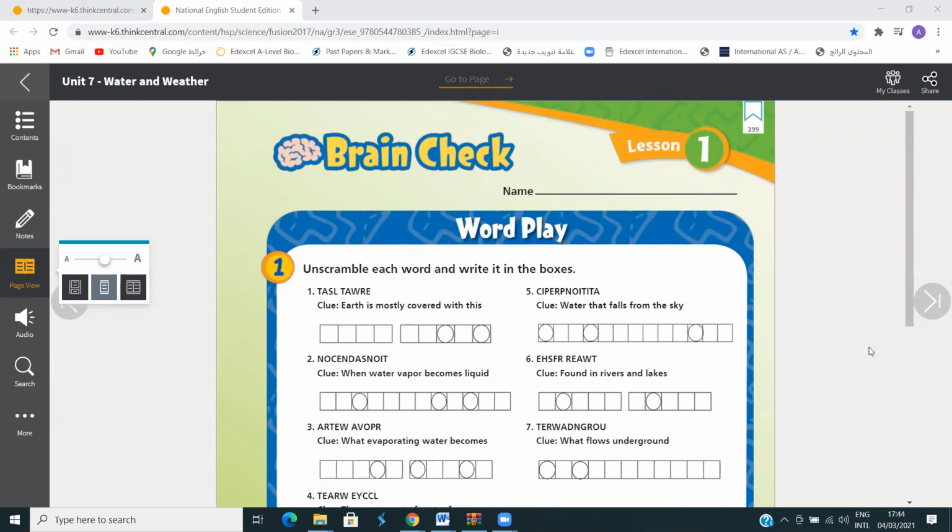It will be blue. Earth is mostly covered with salt water. Thanks.